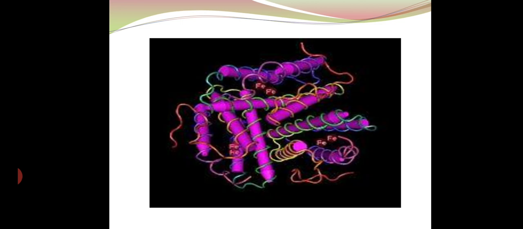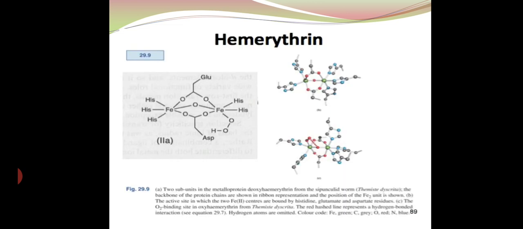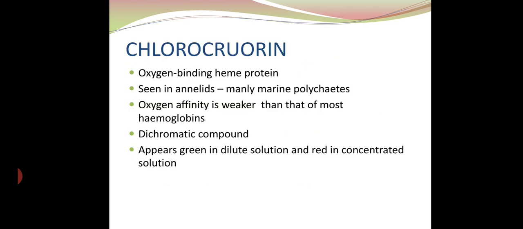So, the molecular structure and the oxygen binding to hemoerythrin. At the time of oxygen binding, it becomes purple in color. At dissociation, it becomes colorless. This is the structure of hemoerythrin. Next one is chlorocruorin.